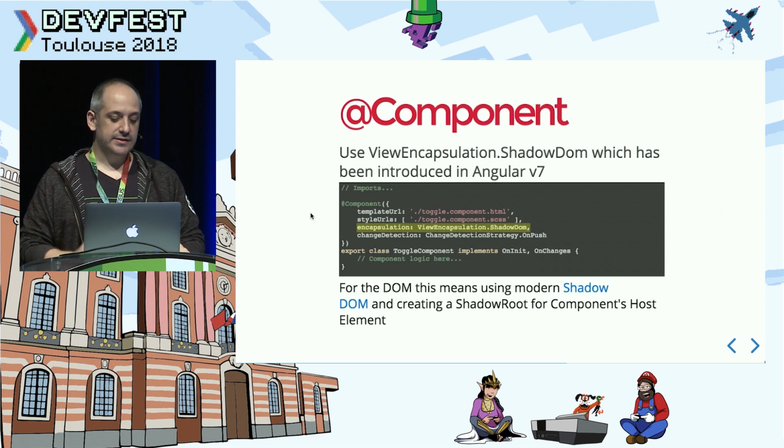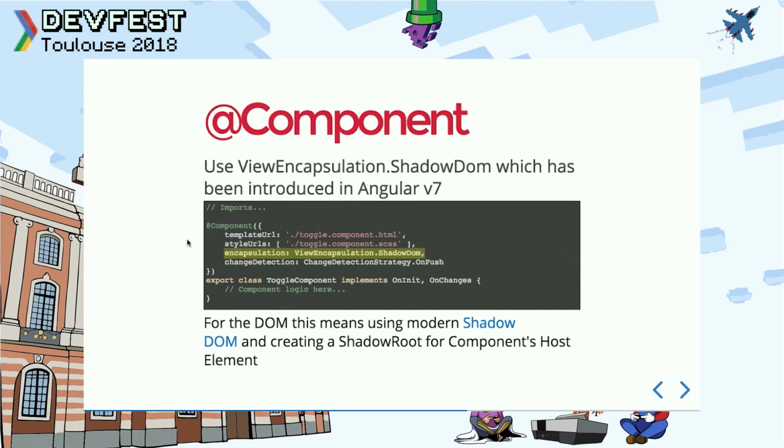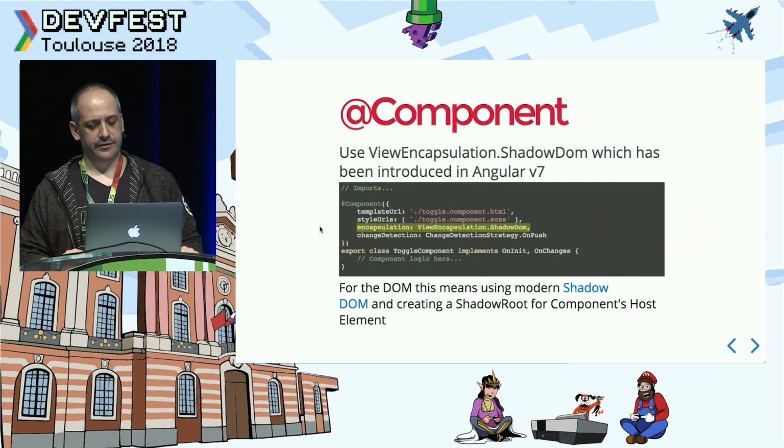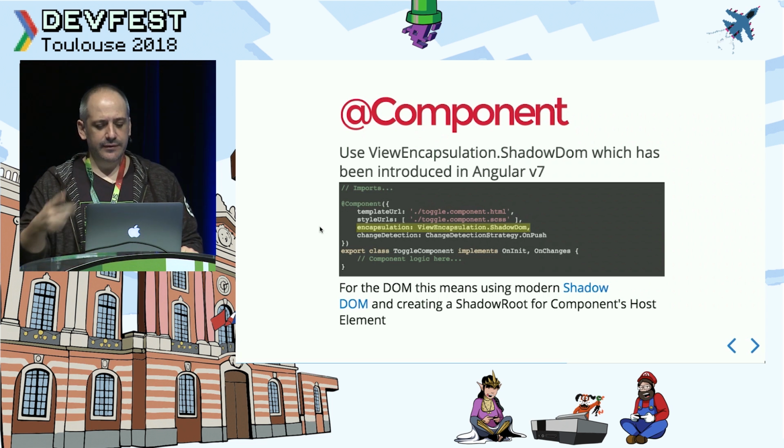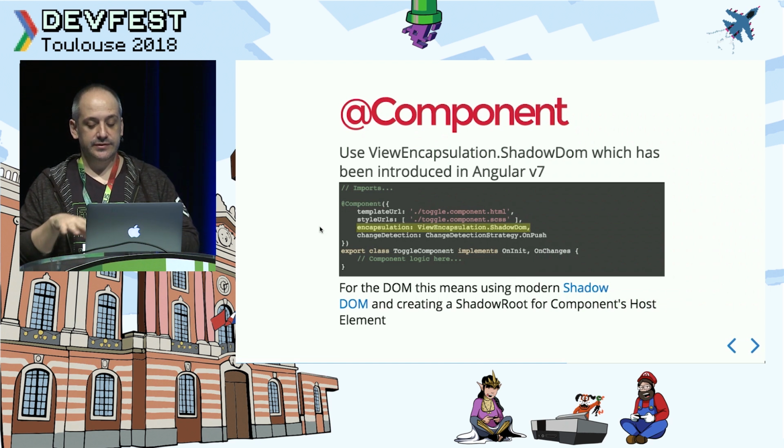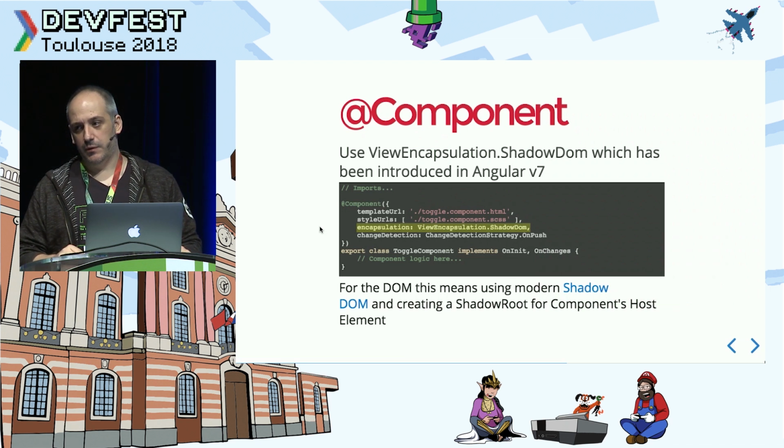So, more things that you have to keep in mind. You have to set the view encapsulation to Shadow DOM, which was introduced in Angular v7. I think that it was in v6, but it was not public. But I think that it was introduced officially in v7. And that will create for us the shadow root, where we are going to set all the host element and so on. So it's important that you use Shadow DOM if you want to export the component as a web component.